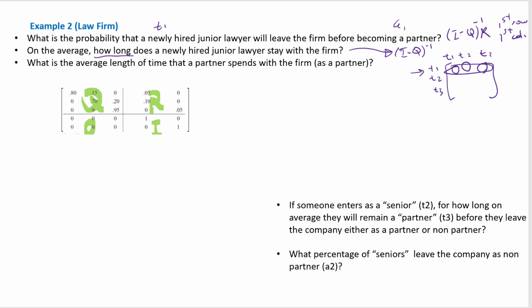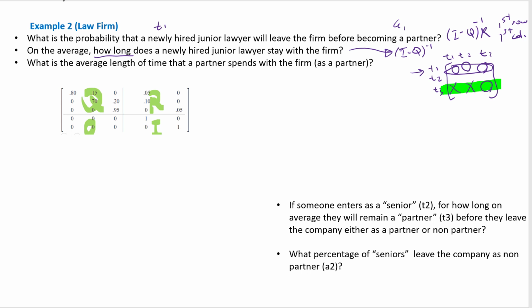Next question, what is the average length of time that a partner spends with the firm? Similar to the previous question, except this time I'm looking at the third transient state, which is the partner. There is no way that a partner transitions to a junior, so that's not possible. There is no way that a partner transitions back to senior. So basically this asks you how many years, how many periods they will remain as partners.